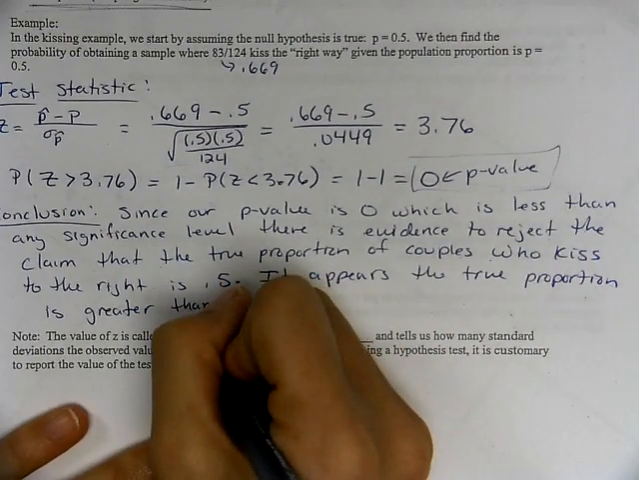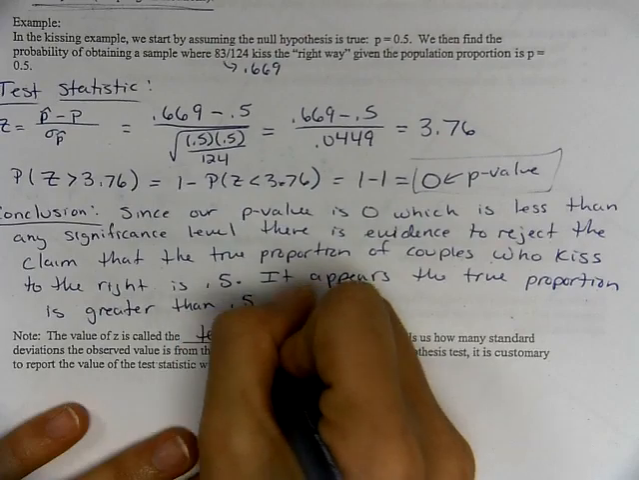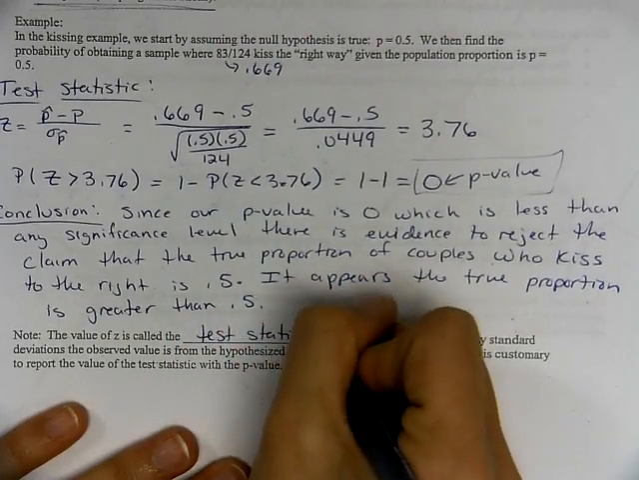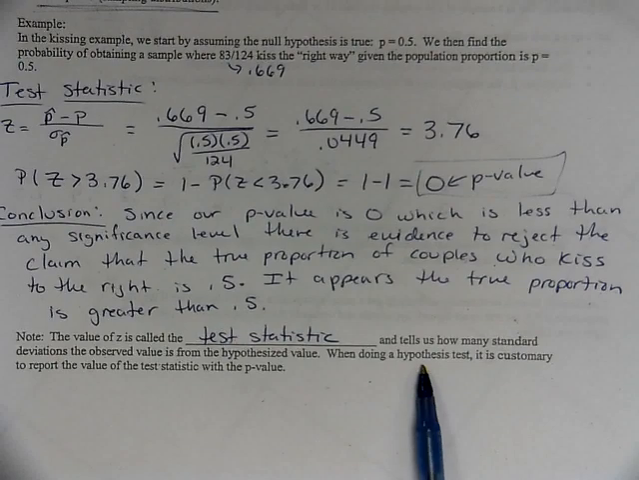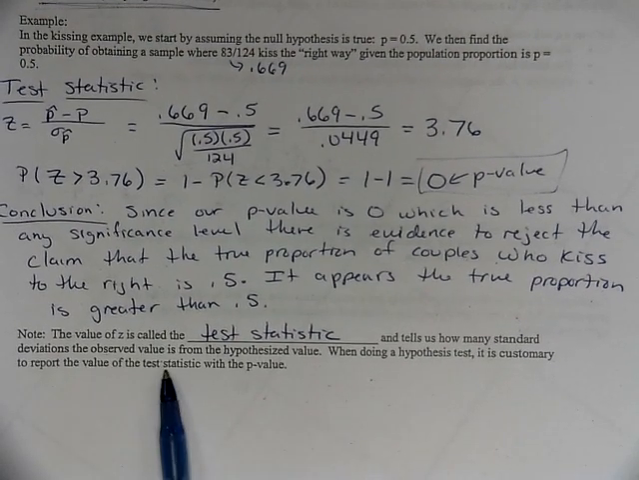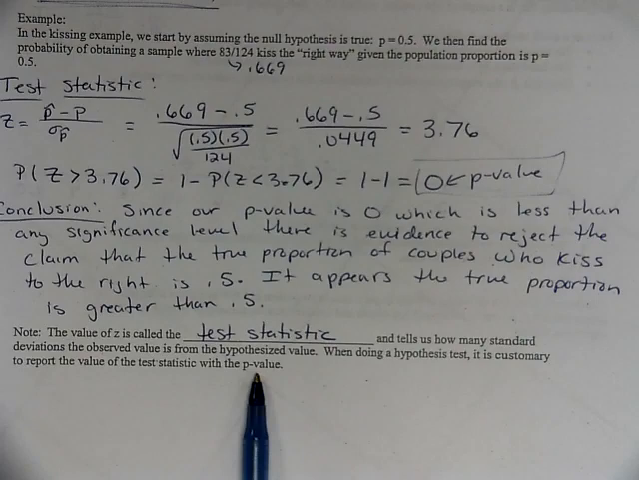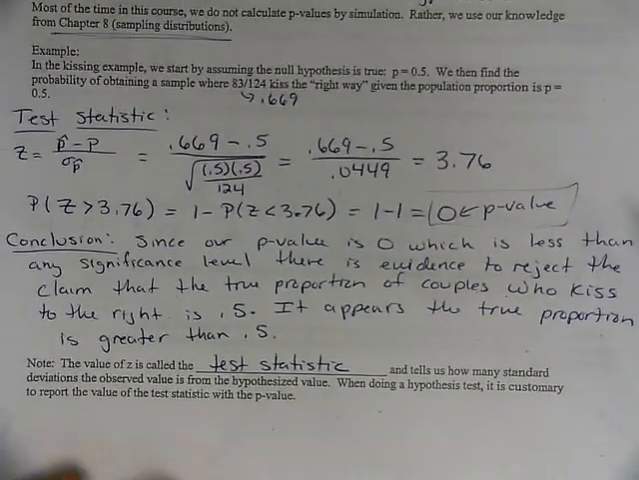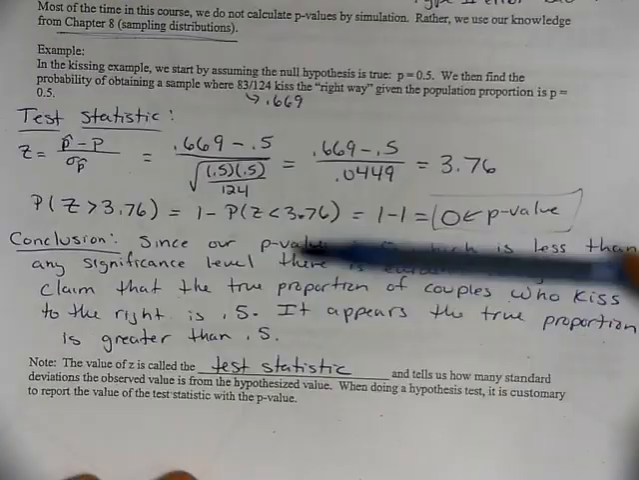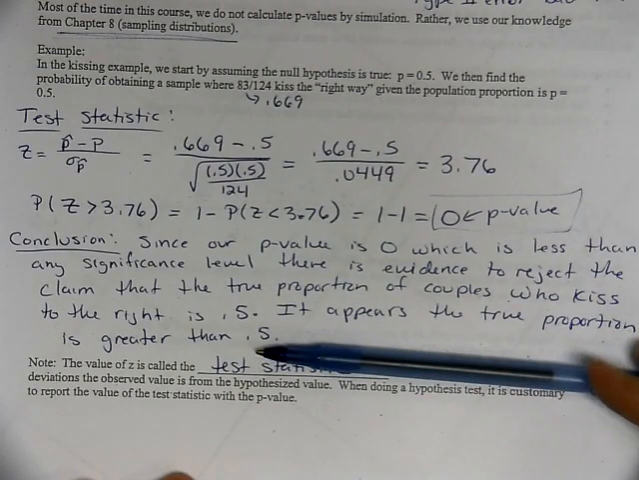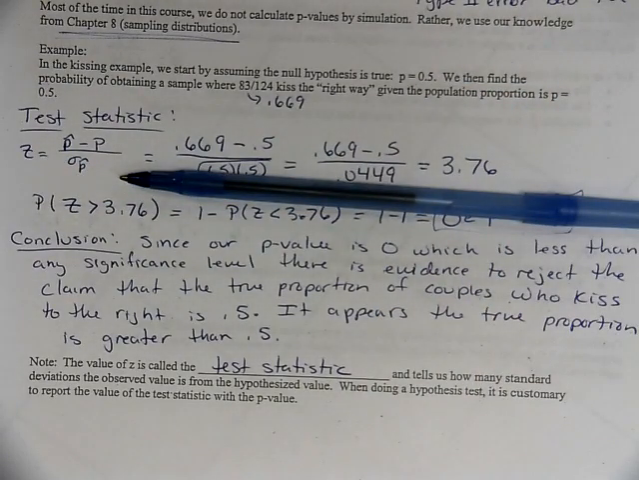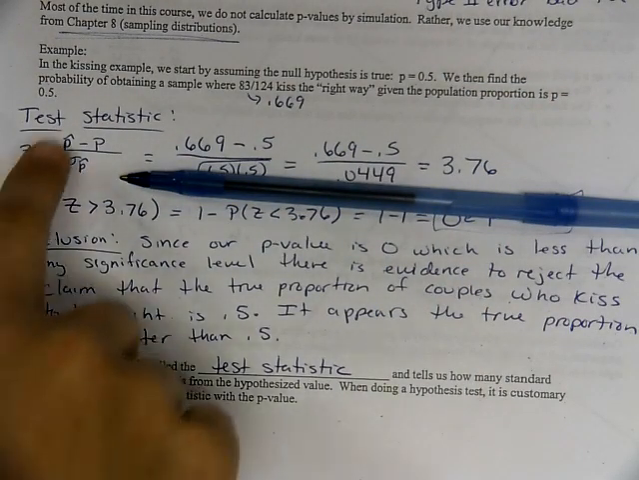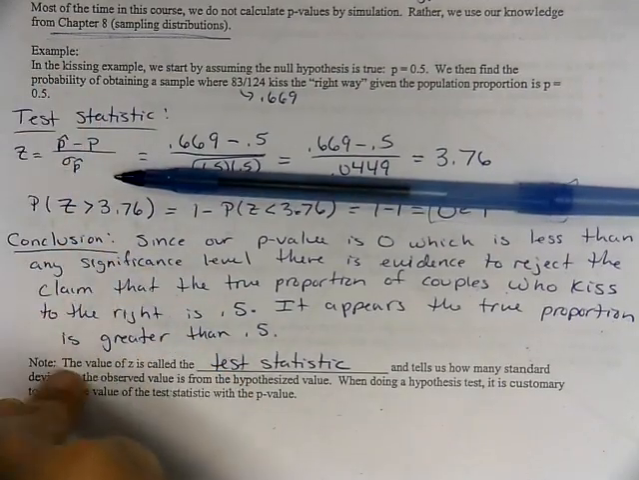So again, the value of z, we call it the test statistic. And it tells us how many standard deviations the observed value is from the hypothesized value. So when you're doing a hypothesis test, it's customary to report the value of the test statistic with the p-value. So this is when we do a write-up tomorrow. The only thing we're missing basically from this section is the conditions. Okay, we had the testing for a confidence interval, that's kind of what this is. And your conclusions will look more like this.